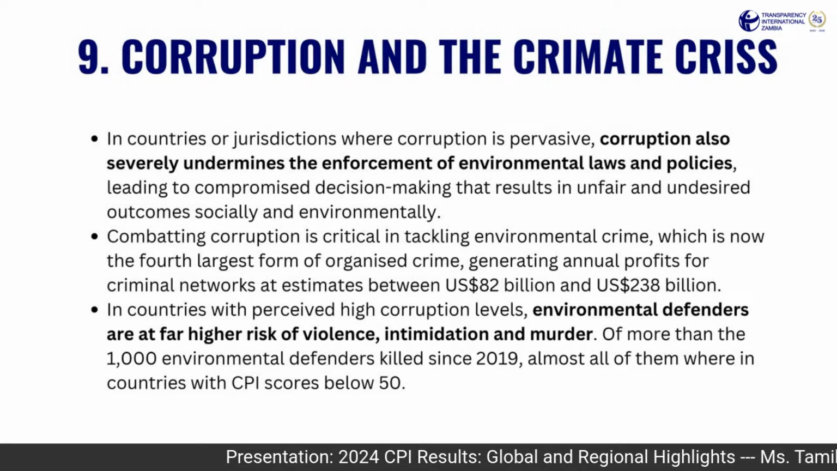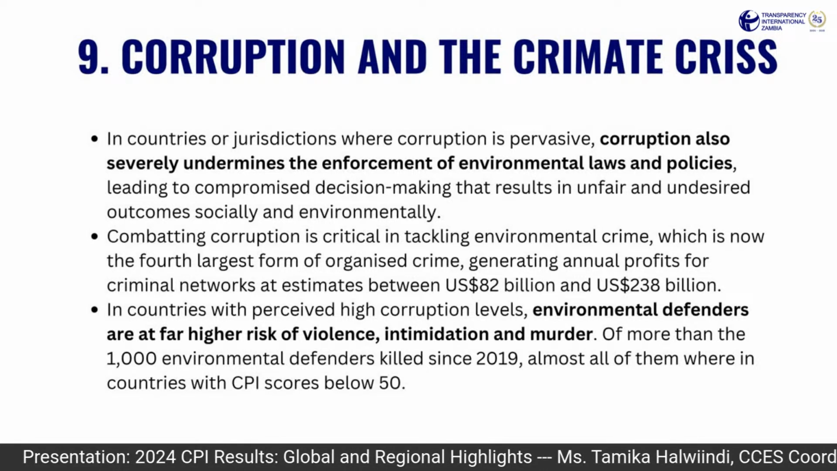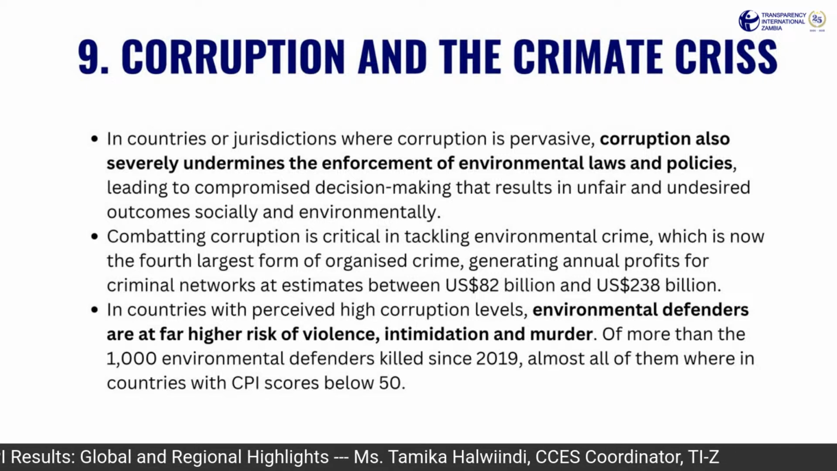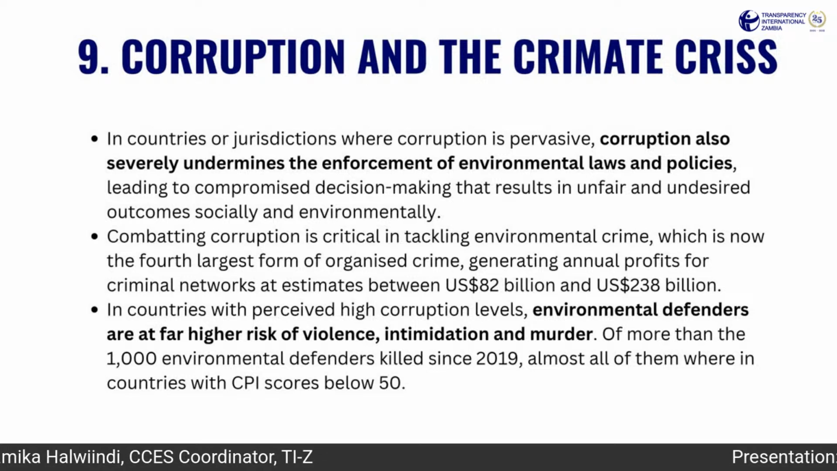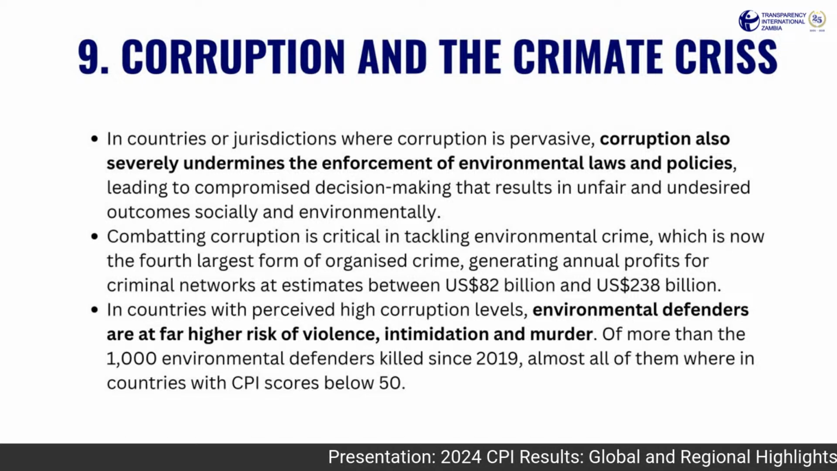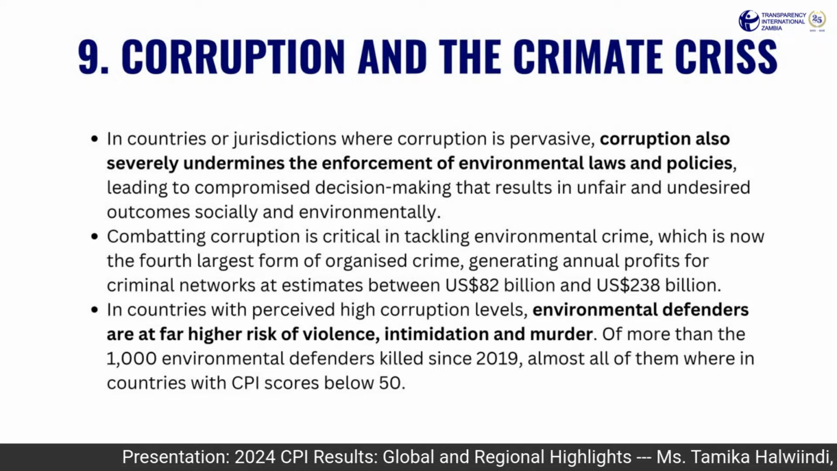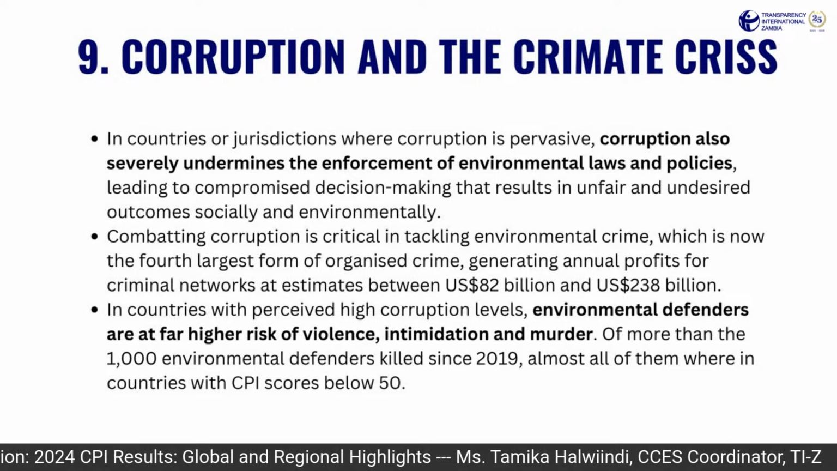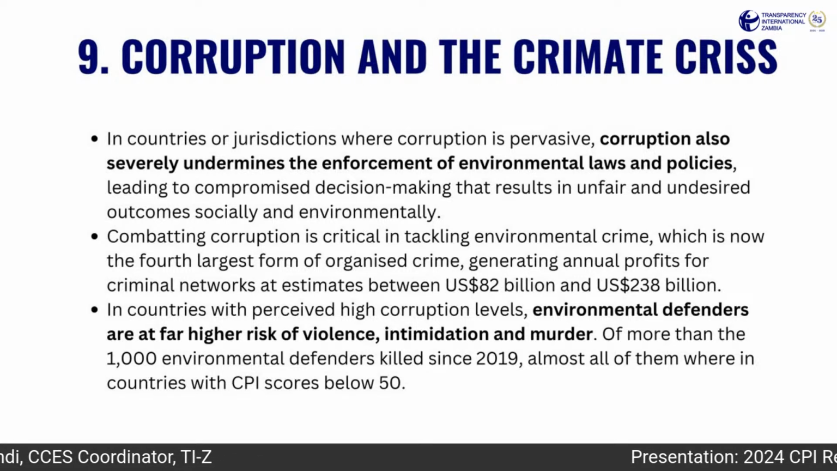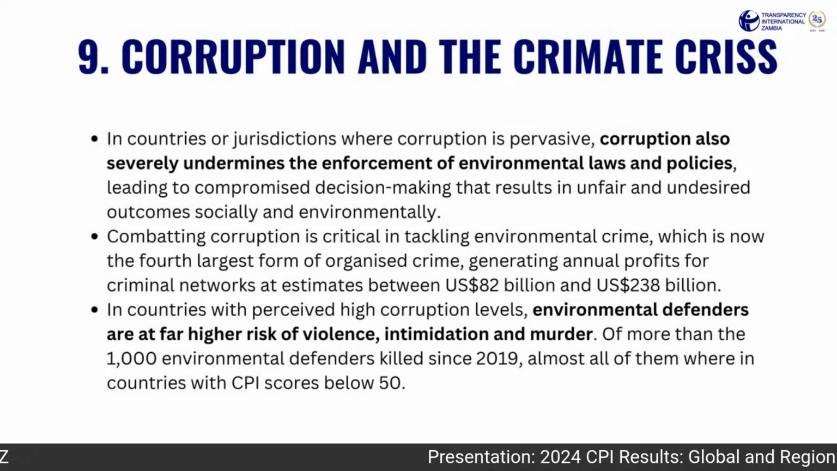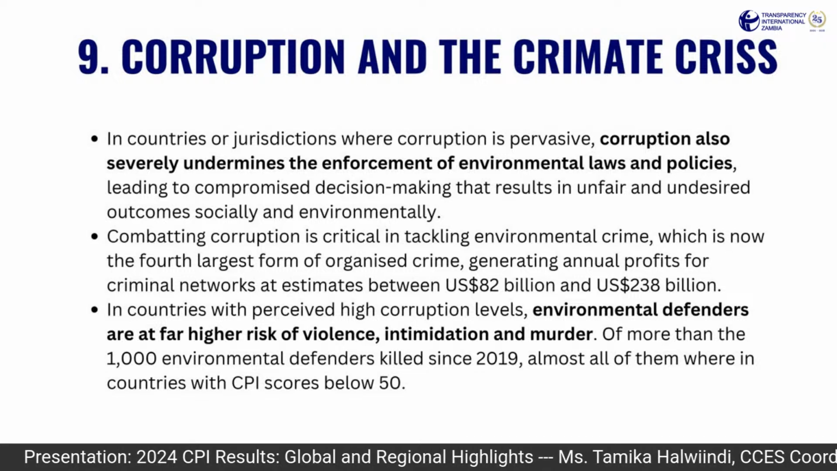The last slide, just to drive home the point on how corruption and the climate crisis are interlinked. The research and analysis also shows that in countries or jurisdictions where corruption is pervasive, corruption severely undermines the enforcement of environmental laws. So we see that some people, corrupt individuals, can bypass the system and undermine policies and regulations set up to protect the environment and the people, leading to very unfair outcomes environmentally and socially, of course, affecting those who are most vulnerable and marginalized.